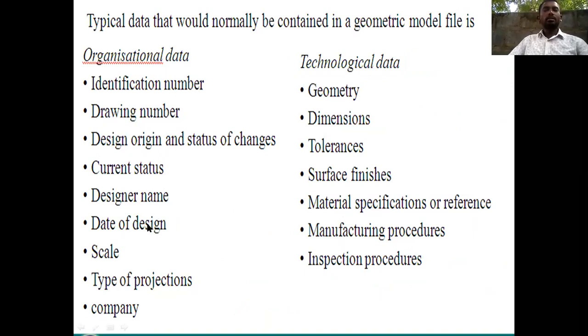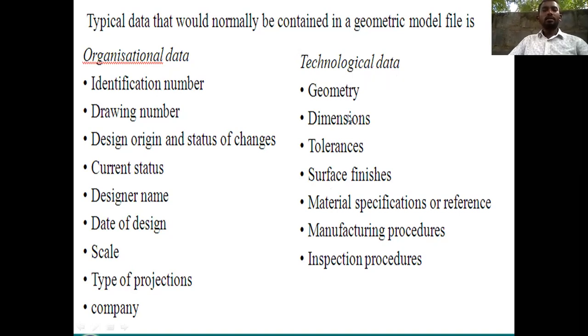So in data structures, total data structure one, this is the organizational data, this is the technological data. Technological data means, see here, geometry, dimensions, tolerance, surface finishing, material specifications or references, manufacturing procedures, inspection procedures. So these are the technological data.